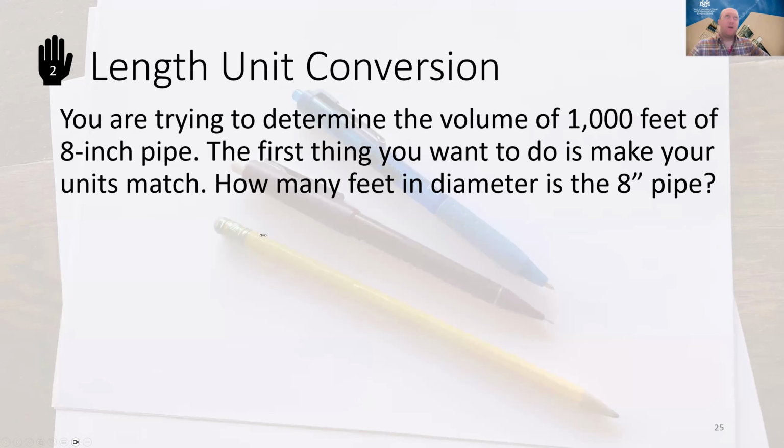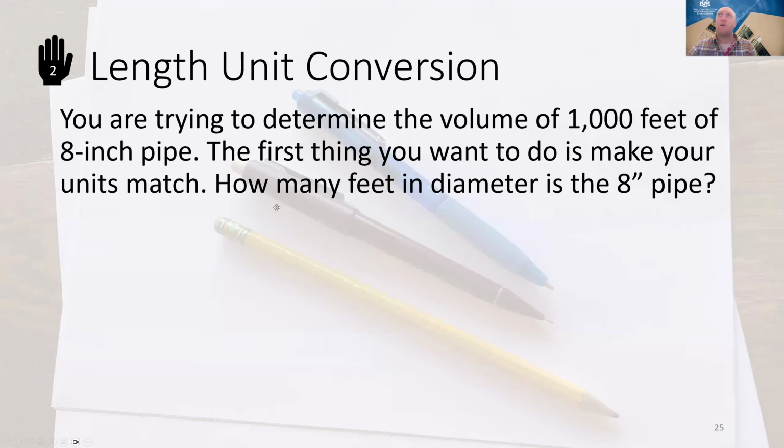All right, we're just going to do another conversion here, and this one is pretty similar. We're just going to do something a little bit different. We're converting length. You're trying to determine the volume of 1,000 feet of 8-inch pipe. The first thing you want to do is make your units match. How many feet in diameter is the 8-inch pipe? I think I wrote that kind of weird, but what we want to do is convert that 8 inches into feet. And in this problem, I put this extra information in there that you don't need, which will happen on the certification exam. So we don't care how long the feet is. We're just trying to figure out what that diameter is.